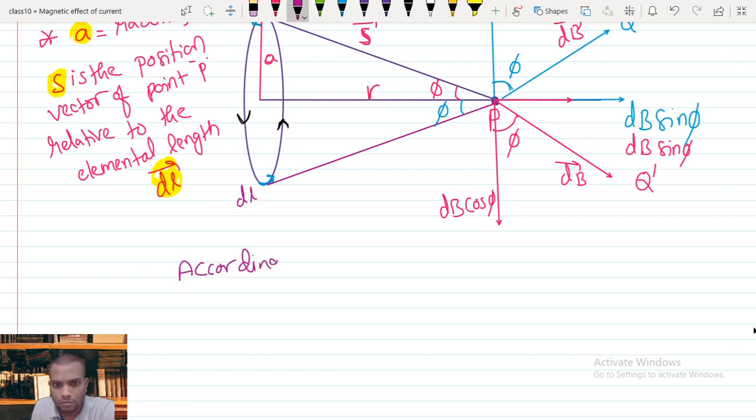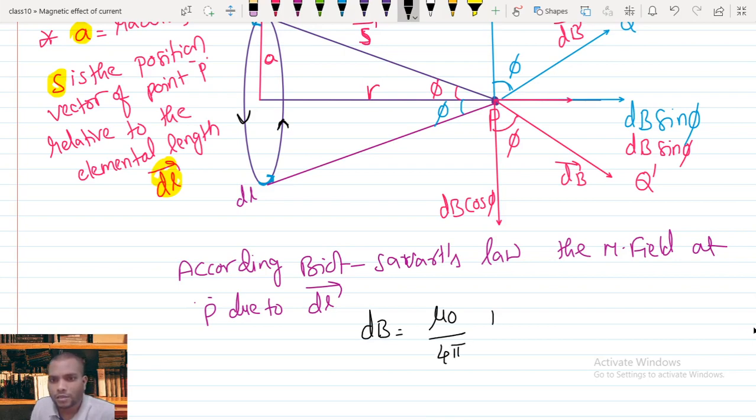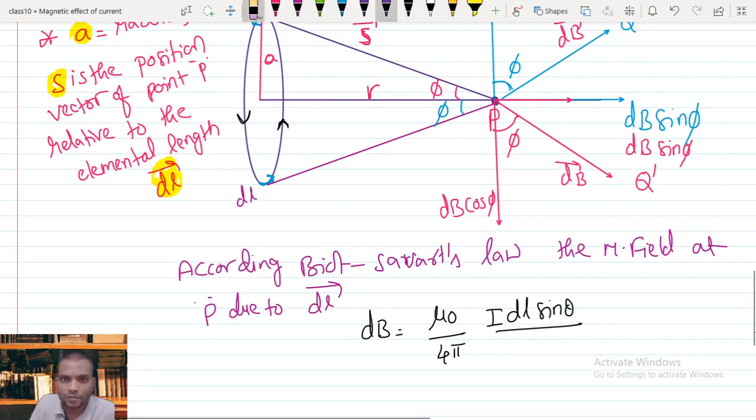So according to Biot-Savart law, the magnetic field at P due to elemental length dl, we can represent that dB equal to mu naught upon 4 pi times I dl sin theta upon s square. So here s is the position vector, not r. So here S is the position vector.